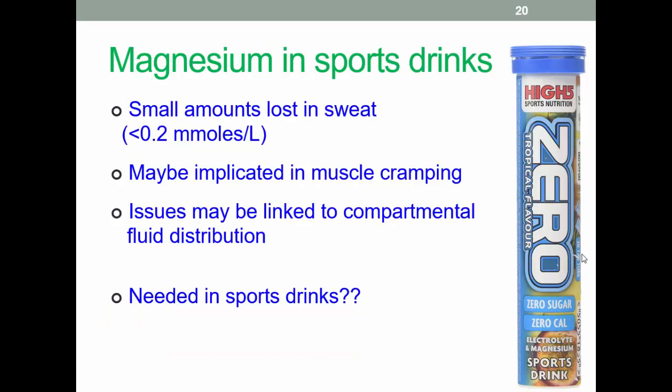Magnesium is an interesting one. Many sports products promote magnesium, but actually very little is lost in sweat, so their utility is an open question. Magnesium is a good thing nutritionally, of course, with many roles, not least in the action of kinase enzymes and ATP. But is it needed in a sports drink? That's an interesting question.